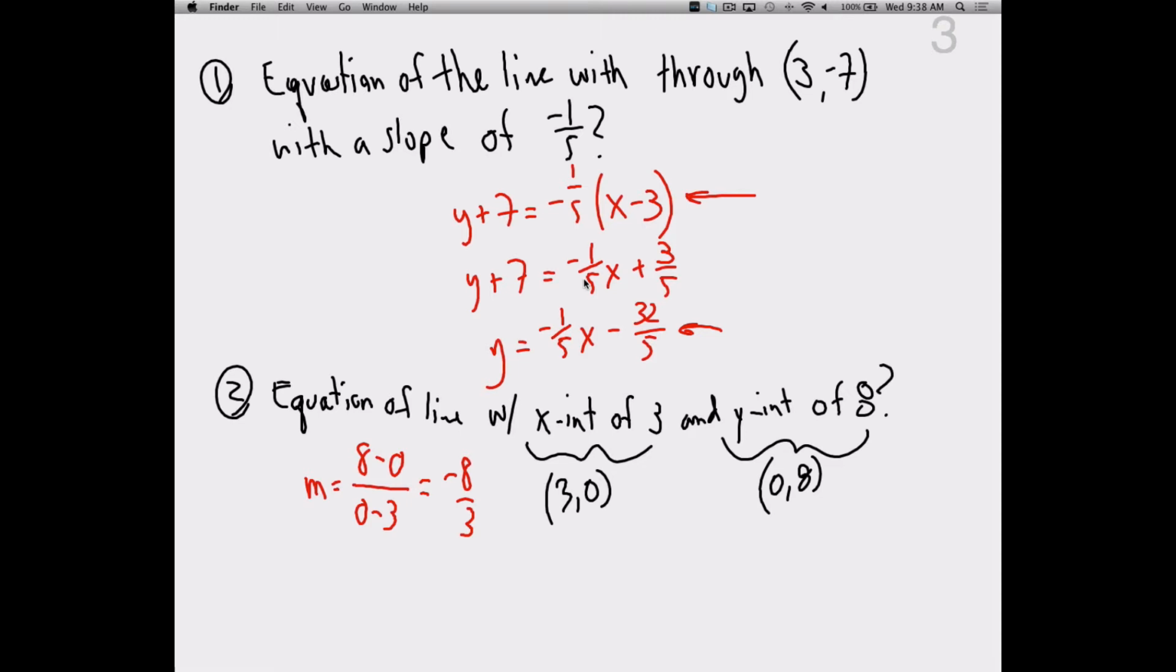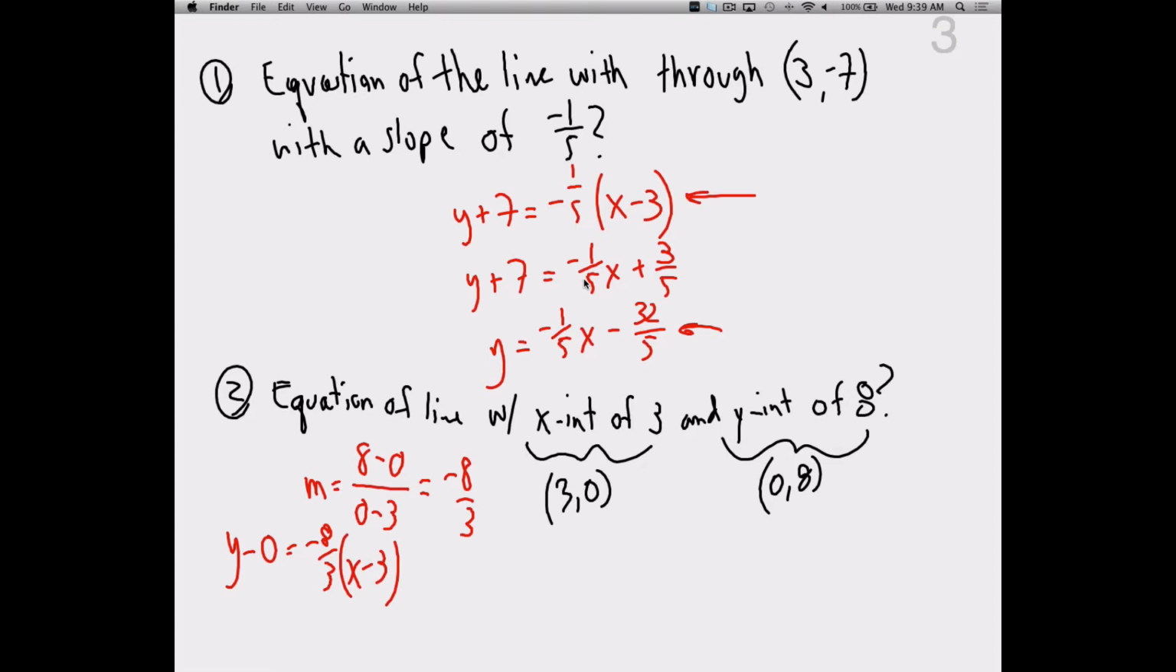This one, 3, 0? Yeah. You sure? Good. Y minus 0 is equal to negative 8/3 times the quantity x minus 3. One possible answer.